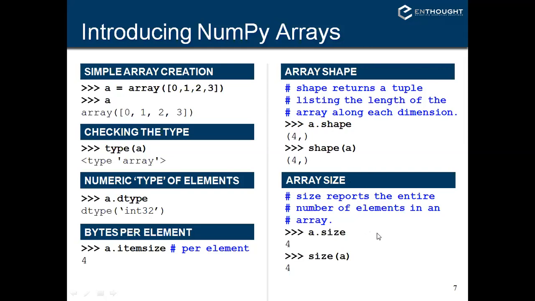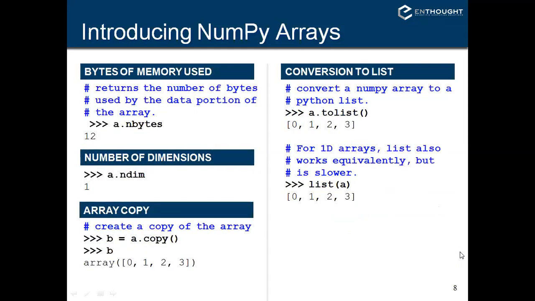Now I wish to check the size of the array. Simple, a dot size. These are the two different ways in which we can check the size of an array. We can always check that it is of size 4: 1, 2, 3, 4. You should not have any confusion over here. These are the basic fundamental functions which are inbuilt in NumPy.